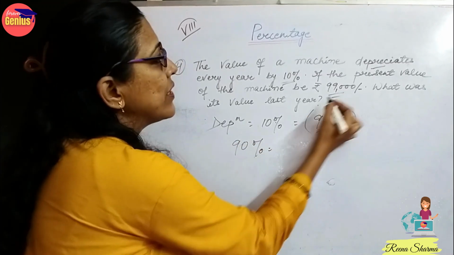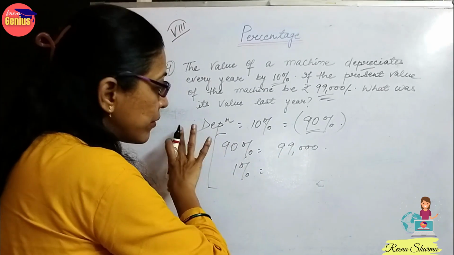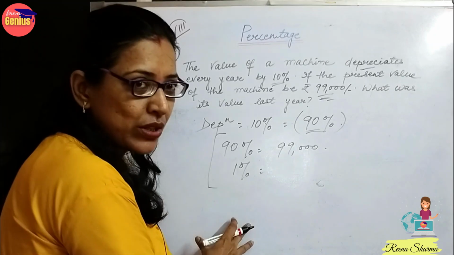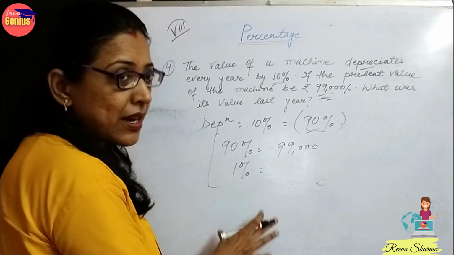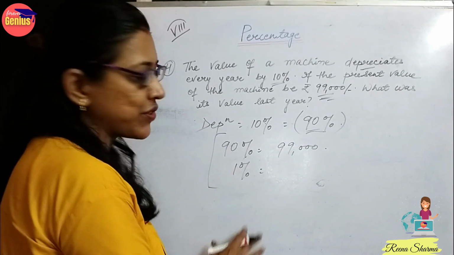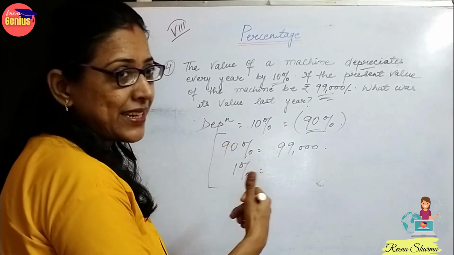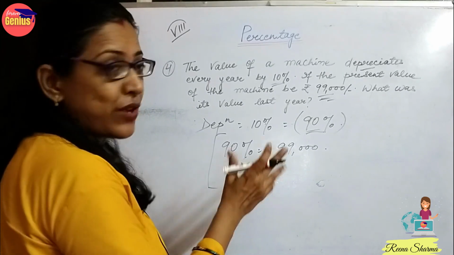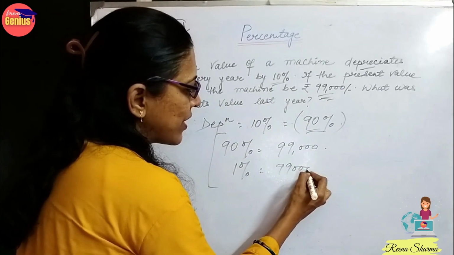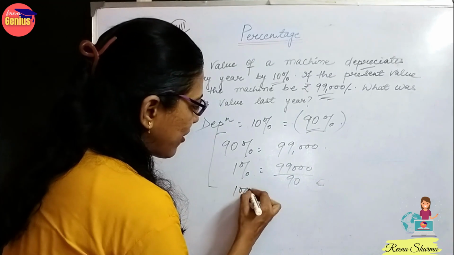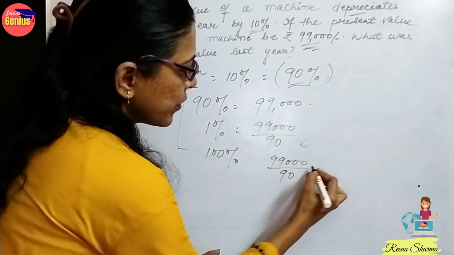90% is equal to this. What is 1%? If this is the way we follow, our calculation becomes easy, because whenever we go into longer methods, it takes a certain amount of time and students also get confused. But when we calculate on a unitary basis, the accuracy and the easiness for the students in the examination is for sure. So 90% is equal to this. What is 1%? 99,000 by 90. And what is its 100%? I will simply multiply by 100.